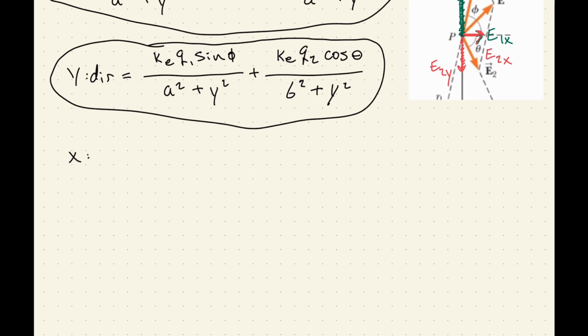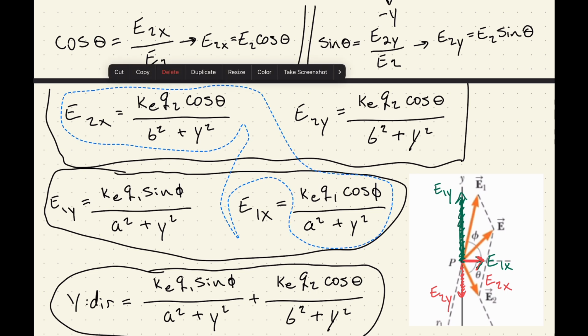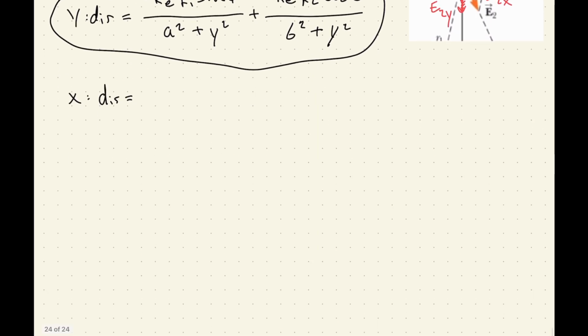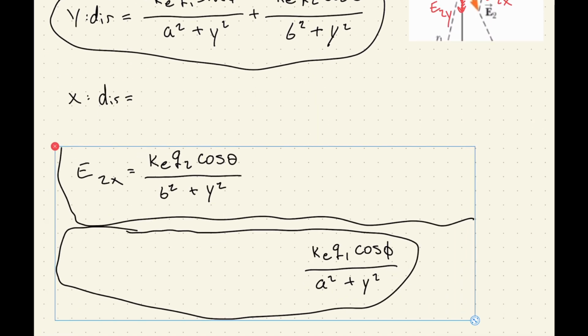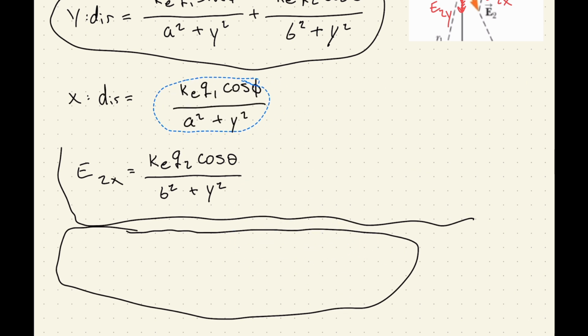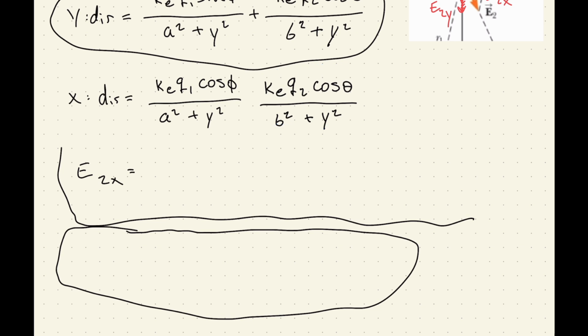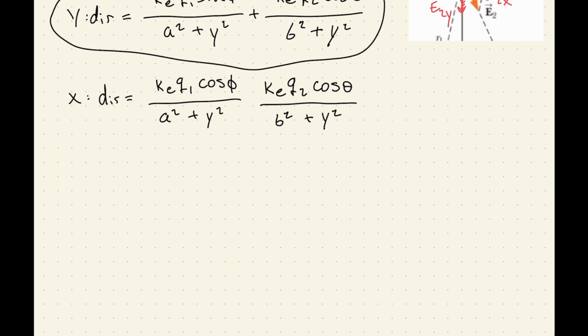Now we will do the same thing for the x direction. And I will do this. Let's do both of these in a single paste. So E2x, or let's do E1x first. E1x, E2x. Plus sign.